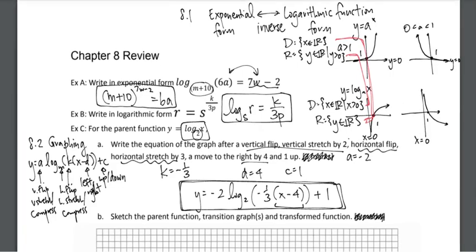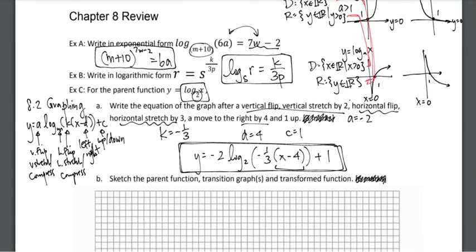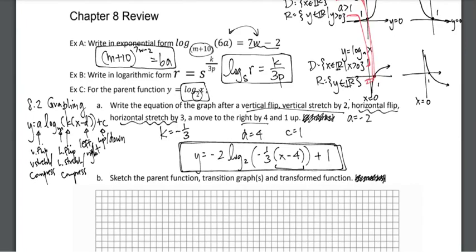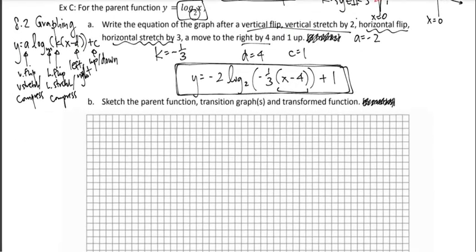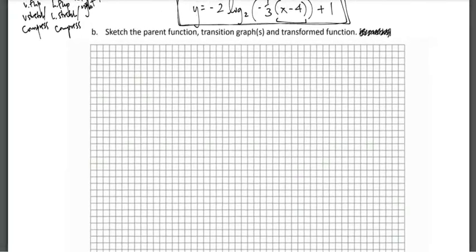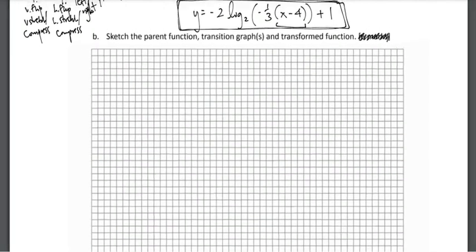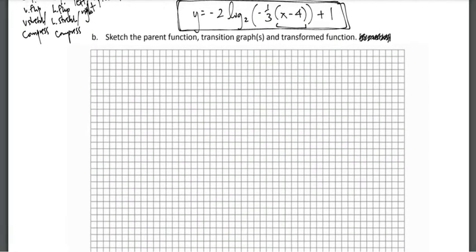So now it asks us to sketch the parent function, transition graphs, and transformed function. So we're going to go ahead and do that. We have log base 2 of negative 1/3 x minus 4 plus 1. By the way, you do want to use a ruler, but my ruler doesn't really work with my tablet, so I'm not going to be using a ruler today, but you should definitely use a ruler.